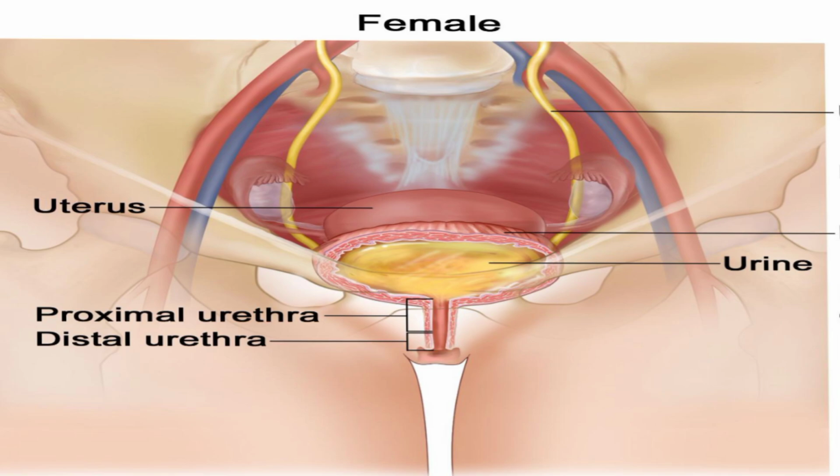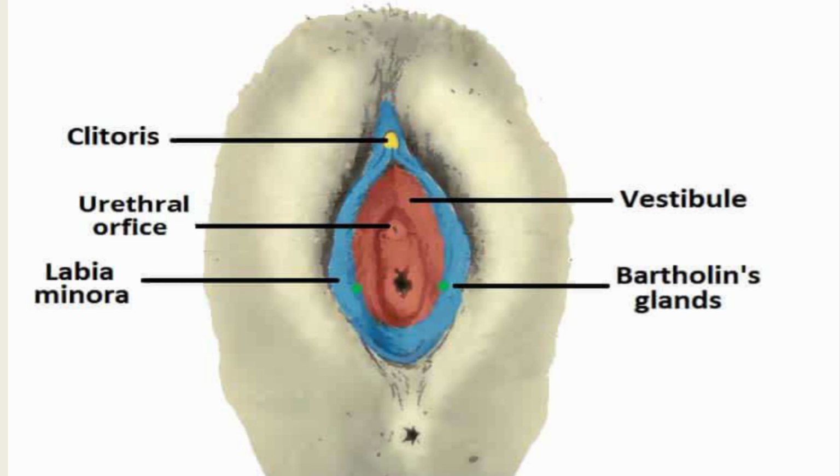Here, this picture is showing the proximal urethra and distal urethra of the female. You can see clearly in this picture. Then here, this picture is also showing the urethral orifice and vaginal orifice and clitoris, labia minora and vestibule and Bartholin glands.